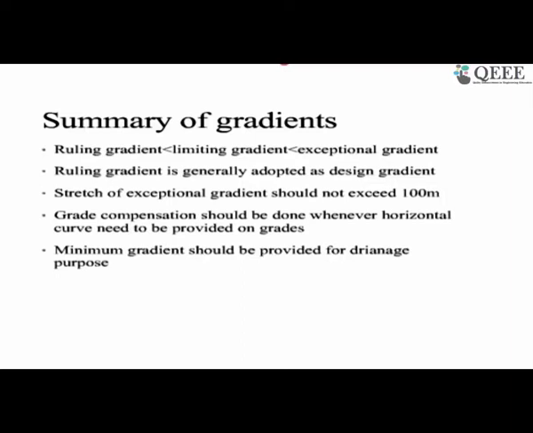So in summary, basically you look that the ruling gradient is less than the limiting gradient, and the exceptional gradient is more than the limiting gradient, and the designer generally adopts the ruling gradient, that is what needs to be provided, and the stretch of an exceptional gradient should not be more than 100 meters. And we also need to provide the minimum gradient for drainage. This is the overall summary of the gradient.